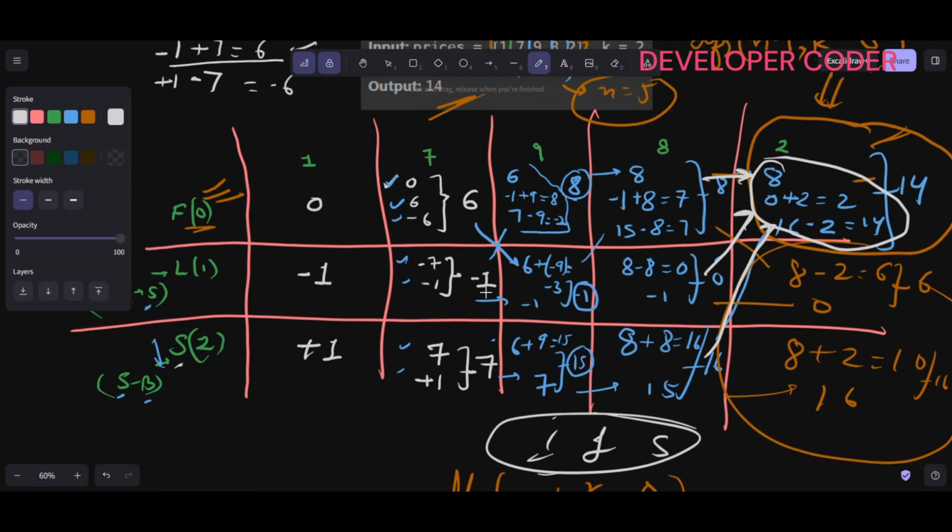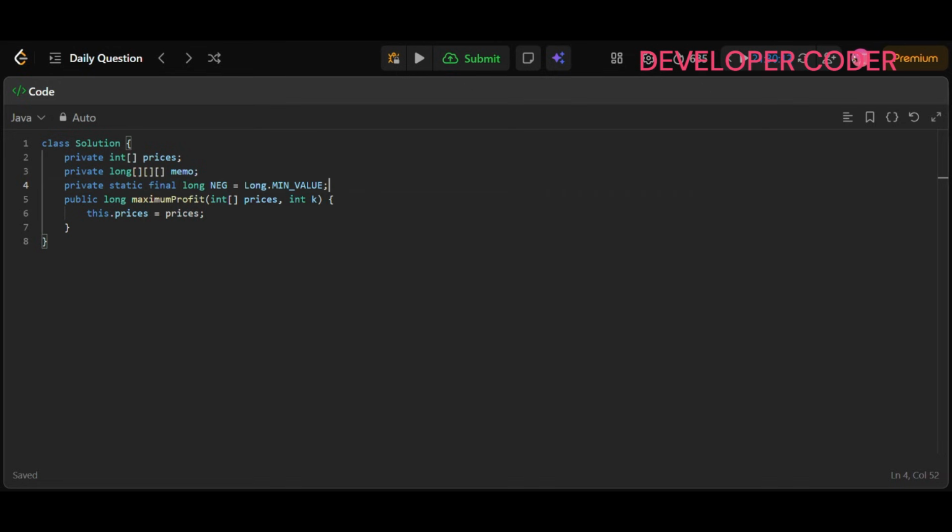But these values can go negative. So if I'm already taking the ultimate min value, then maybe I will get an overflow type error. So for simplicity, I will just divide it by 4, so that I don't get the overflow error.